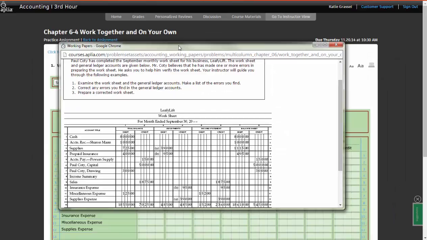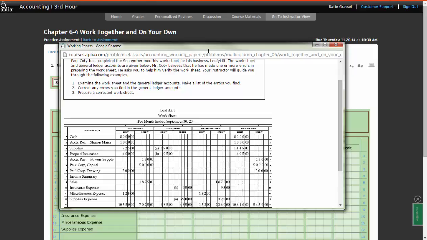Okay, ladies and gentlemen, let's talk about 6-4. Now, 6-4, I know I say this about a lot of assignments, but 6-4 is a great assignment because there's a worksheet that is done, and it's done wrong. And we have to look at the wrong worksheet and make it right.